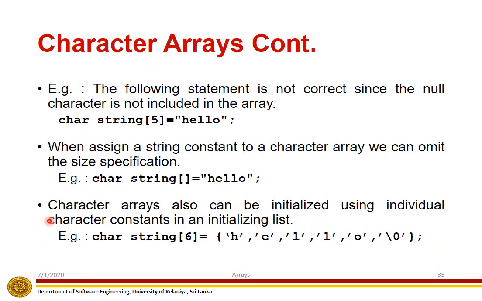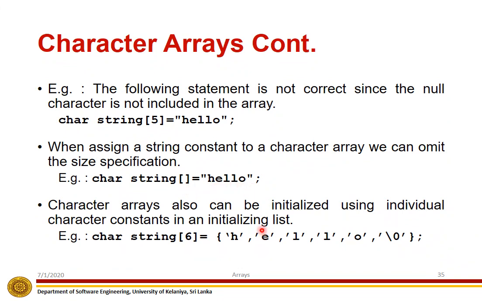So in here this one is not correct because it has 5 characters in here. The array size is also 5. It cannot include the null character at the end. So this is wrong. This must be 6. When assigning a string constant to a character array, we can omit the size specification. In here, like the earlier declaration, we can use empty square brackets. So this value will be assigned to the array string and the size will be adjusted for the letters in the string.